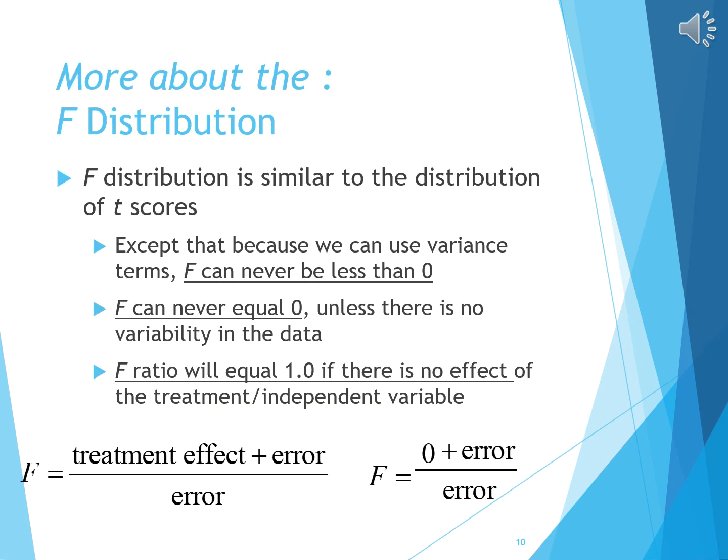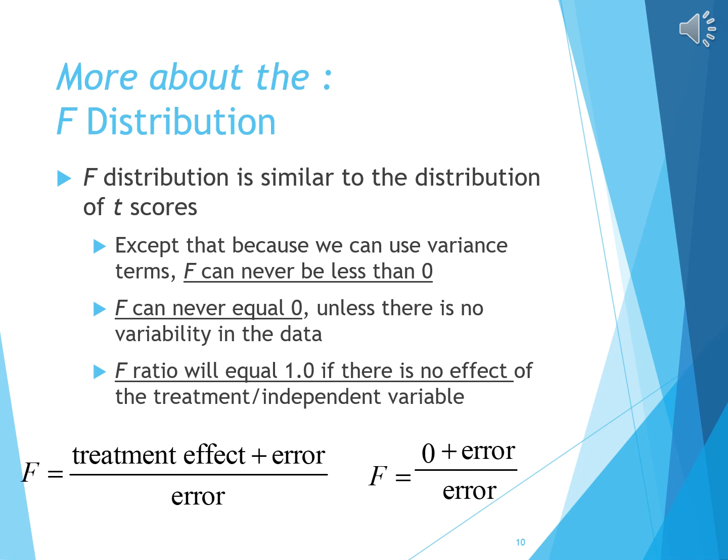Here are some fun facts about the F distribution. Because we use variance, like I was mentioning, instead of means, F can never be less than 0. So when we calculate an F score, which we'll do later on, it can't be less than 0. It can never equal 0 unless there is no variability in the data. Think about that for a minute, and that'll make sense once we look at some more formulas.